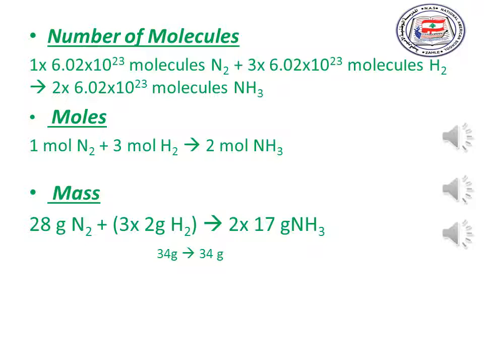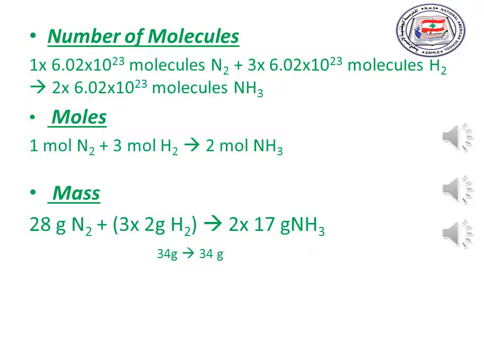Number of molecules. The balanced equation indicates that 1 molecule of nitrogen reacts with 3 molecules of hydrogen. Nitrogen and hydrogen will always react to form ammonia in a 1:3:2 ratio of molecules. Also, you could take Avogadro's number of nitrogen molecules and make them react with 3 times Avogadro's number of hydrogen molecules, and the reaction would form 2 times Avogadro's number of ammonia molecules.